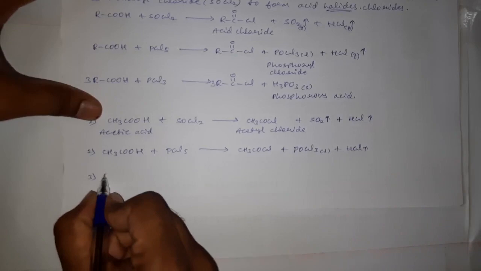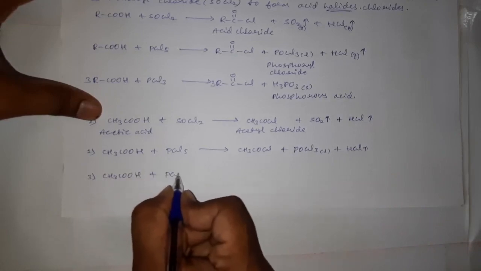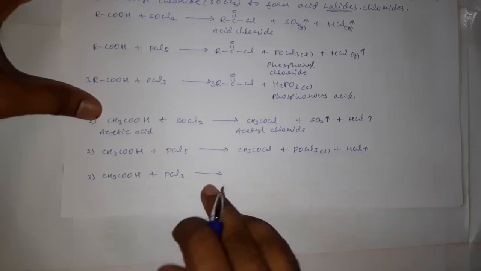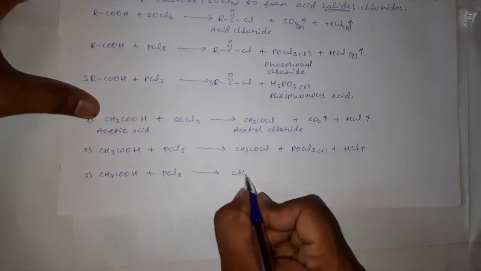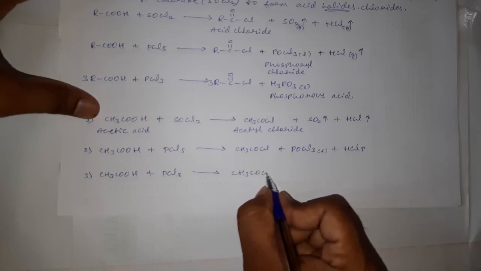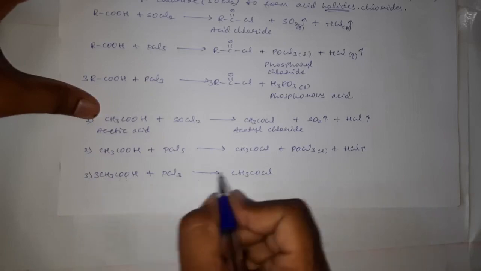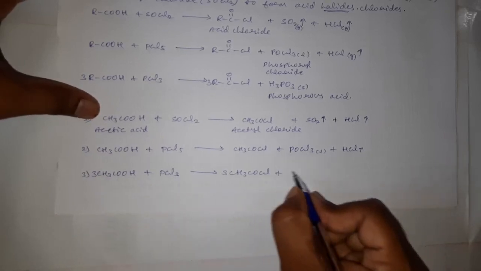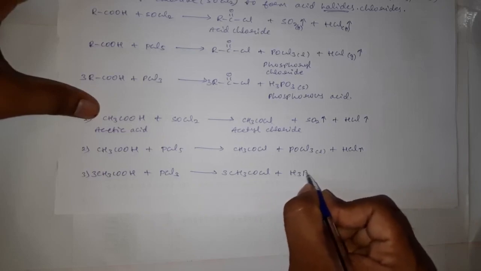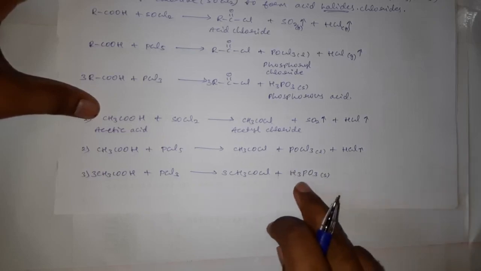And when we are treating acetic acid with phosphorus trichloride, we will get CH3COCl. Here we are using 3 moles of acid, and therefore we are getting 3 moles of acid chloride, and along with this one we are getting H3PO3, solid state, and its name is phosphorus acid.